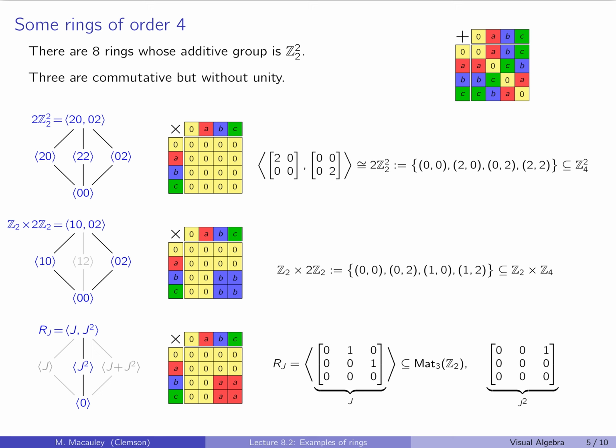So this consists of the ordered pairs (0,0), (0,2), (1,0), (1,2). I cannot think of a way to represent this with 2 by 2 matrices. It doesn't mean there isn't one, it's just I couldn't find one. So please let me know if you can think of a way to do it. Just write something in the comments.